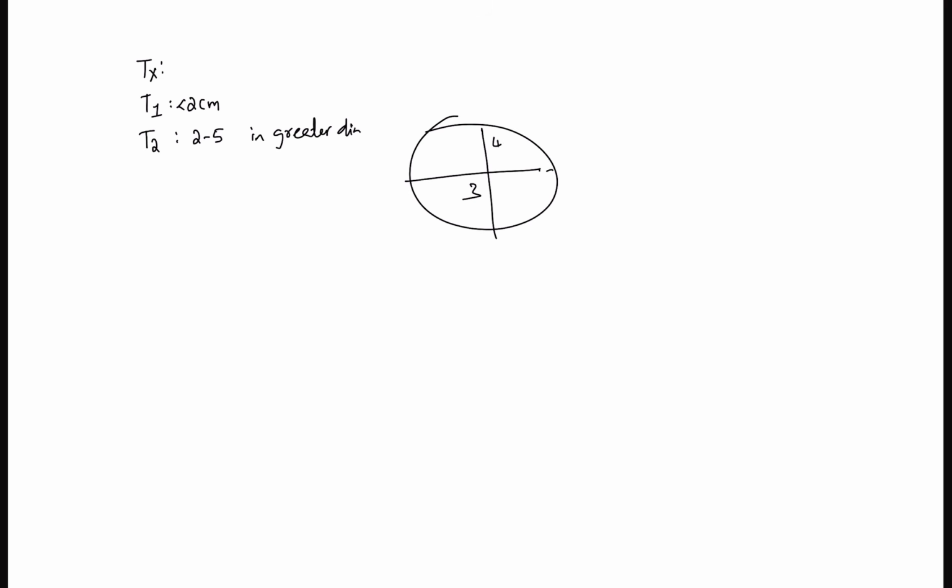So if you know the T staging, TX means cannot be assessed. I'll keep it very simple. T1 means 2 centimeters or less in dimension. T2 means 2 to 5 centimeters in greatest dimension. You have to take whichever dimension is greater. That means if the lump is 3 into 4 centimeters, you have to take 4 centimeters as the greater dimension. Okay. Now T3 is more than 5 centimeters.